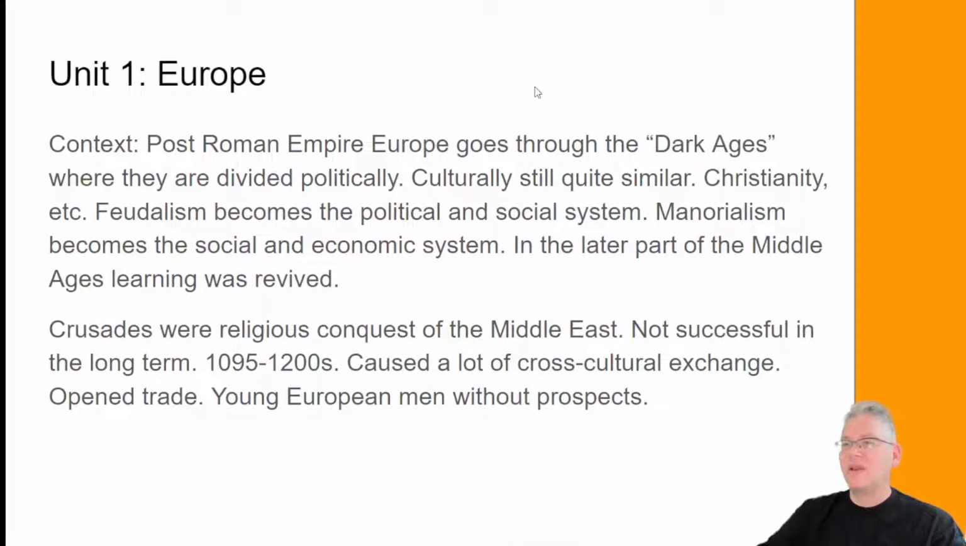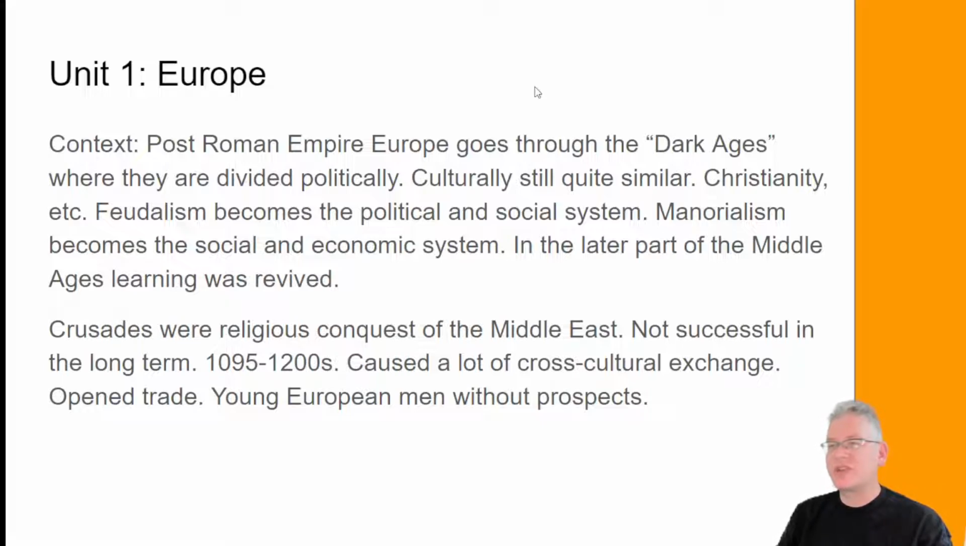All right. Last but not least, let's talk a little bit about Europe here. So, context: post-Roman Empire, Europe goes through what is called the Dark Ages, where they are divided politically. A lot of historians debate whether this is a good term anymore. It really refers to the light of Rome, right? The Dark Ages are a time period where people didn't know about Rome and Greece and stuff. So that's really what it refers to.